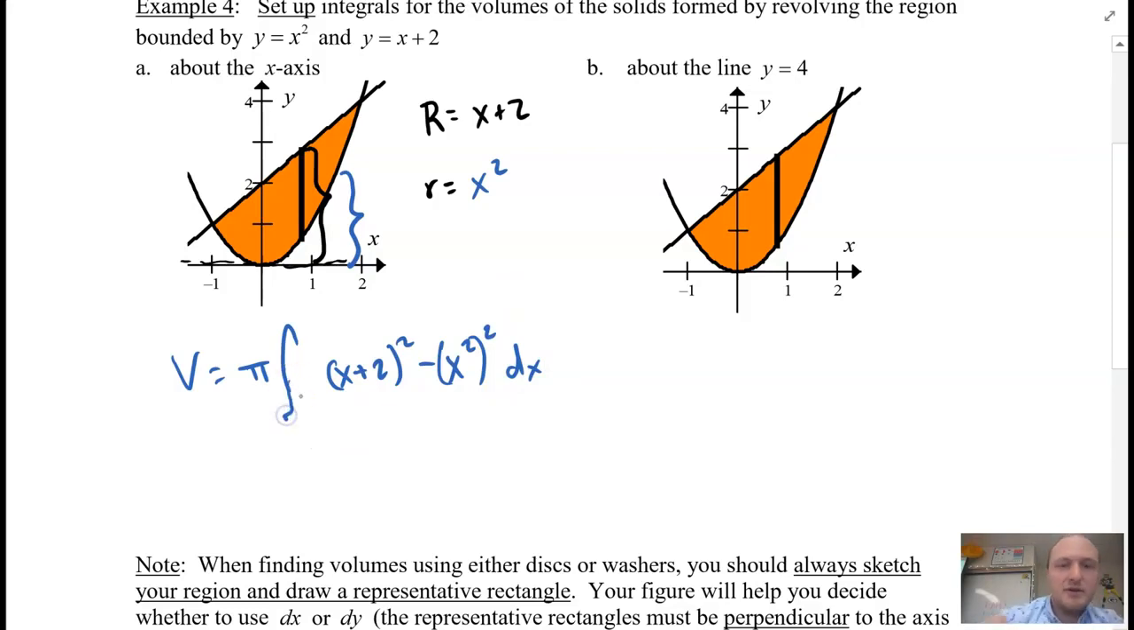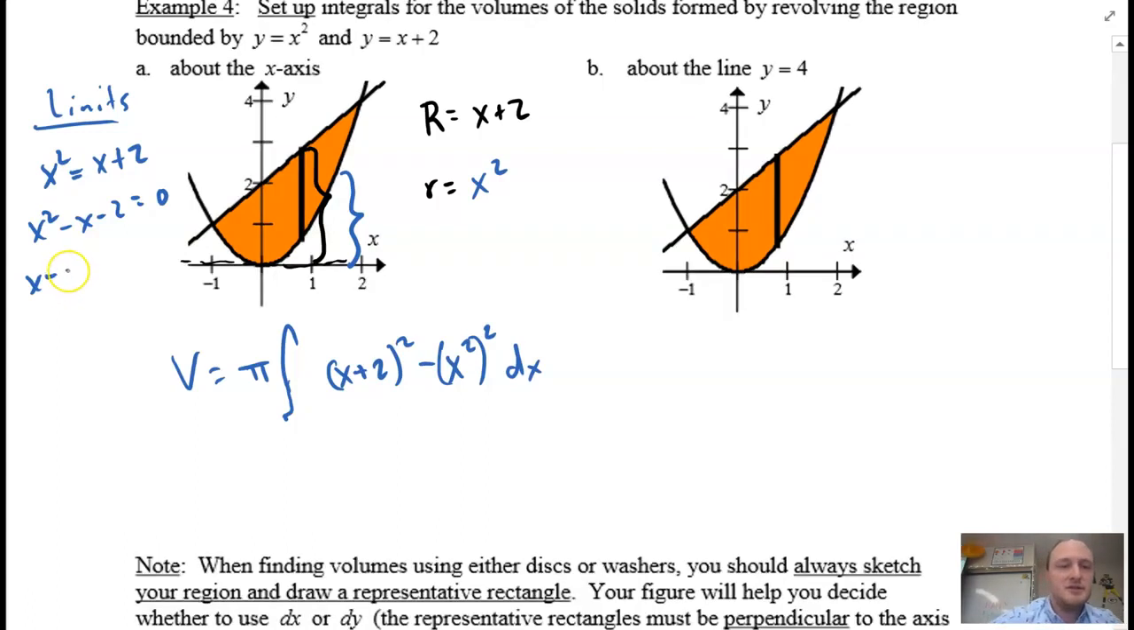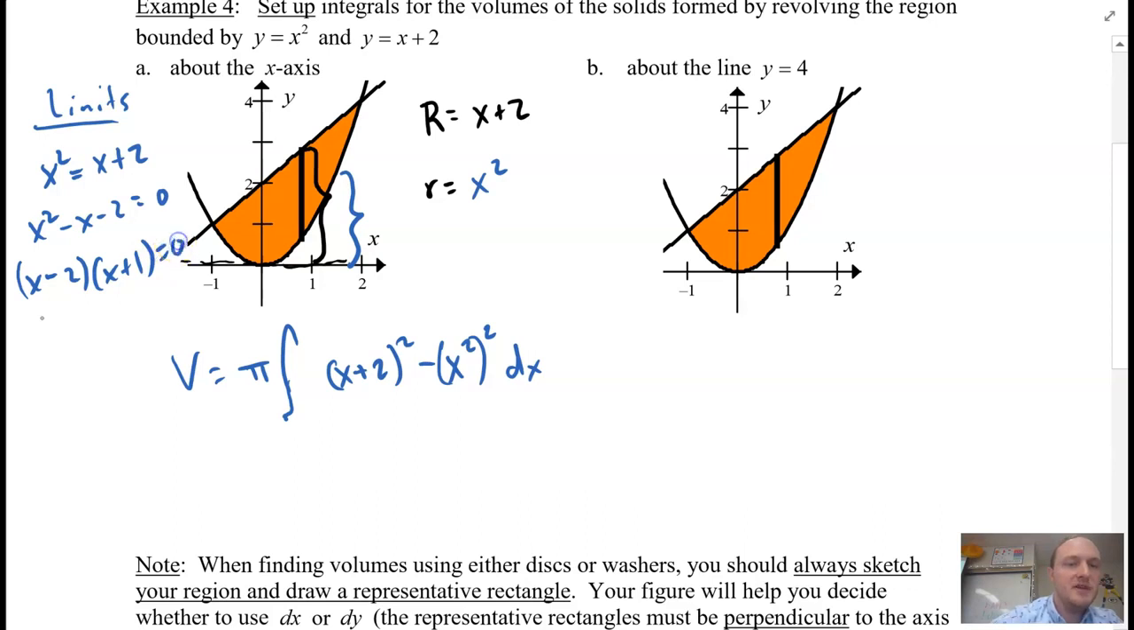So notice here they don't tell us exactly, but in order to find the limits, I can go ahead and set these functions equal to each other and then find their intersection. So x squared is equal to x plus 2 gives us x squared minus x minus 2 is 0. x minus 2, x plus 1 gives us x is equal to 2, x is equal to negative 1. So there are our limits, negative 1 to 2. And I mean, you can kind of tell.